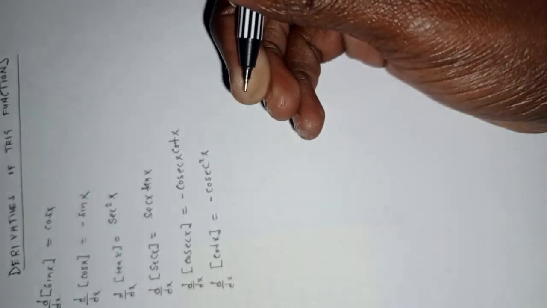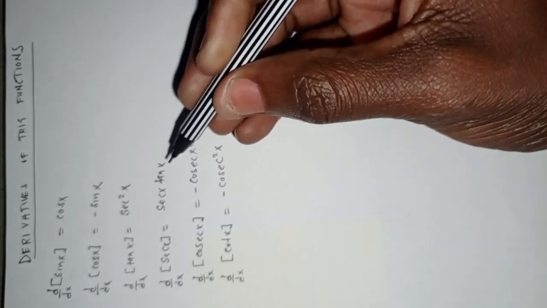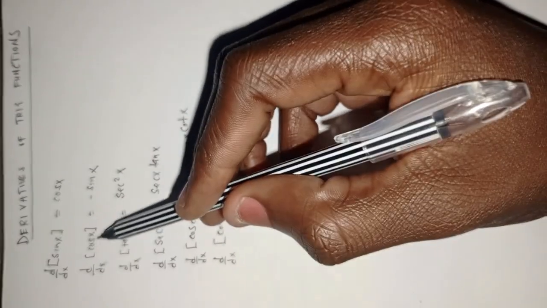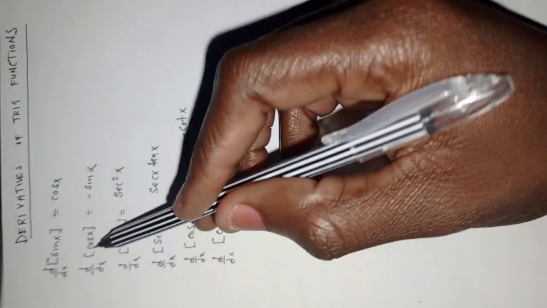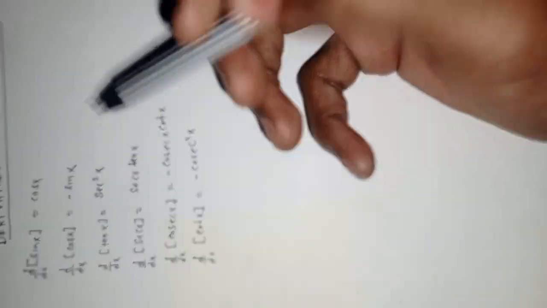The last one, the derivative of cotangent x is equal to negative cosec squared x. You've probably noticed a trend: if we're differentiating a trig function starting with c, we get a negative. Always remember that. For example, cos, we get negative sine. Cosec, we get a negative. Cotangent, we get a negative.